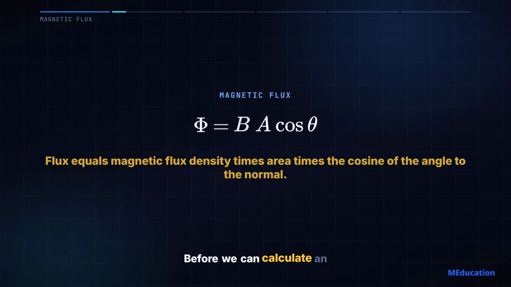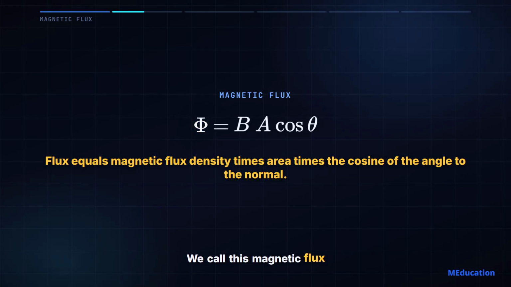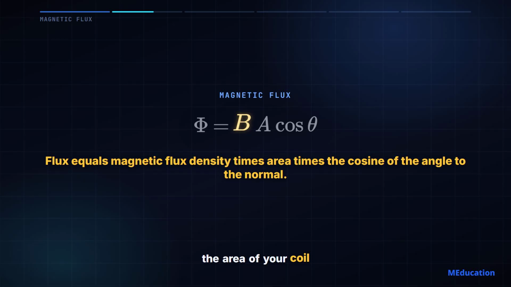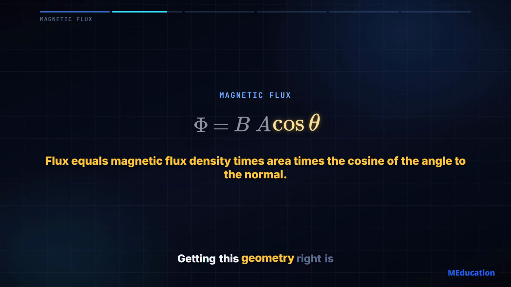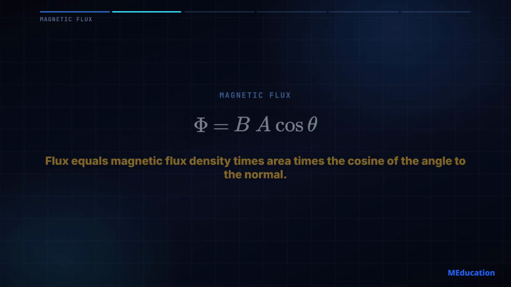Before we can calculate an induced voltage, we must quantify exactly how much magnetic field passes through a given area. We call this magnetic flux. It depends on the magnetic flux density, the area of your coil, and crucially, the angle between the magnetic field and the normal to that area. Getting this geometry right is your first major hurdle, but it is the essential foundation for everything that follows.